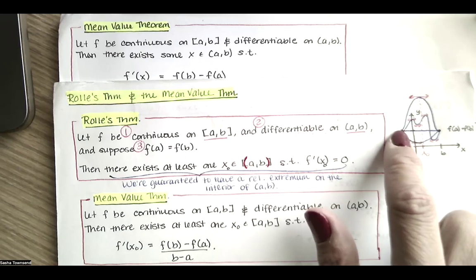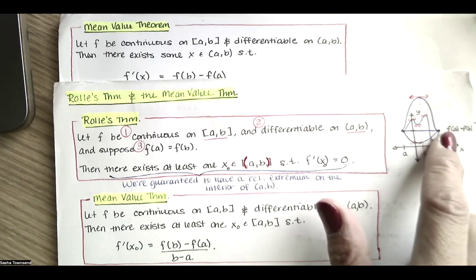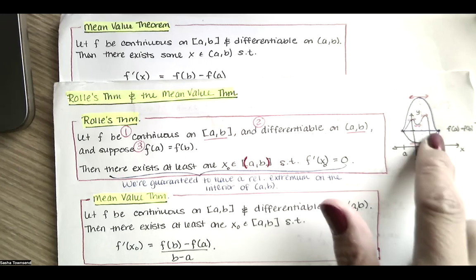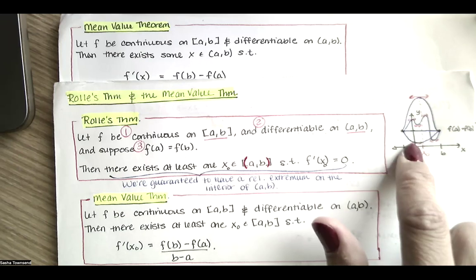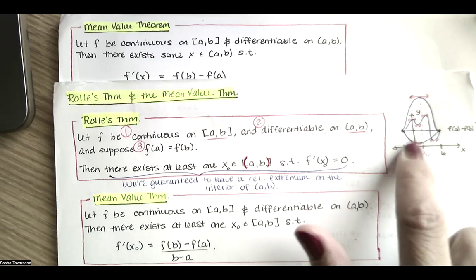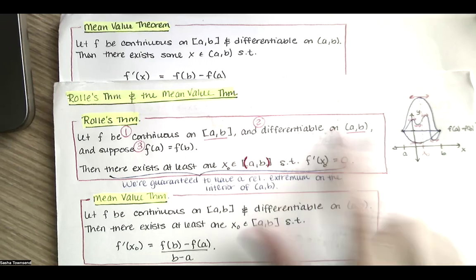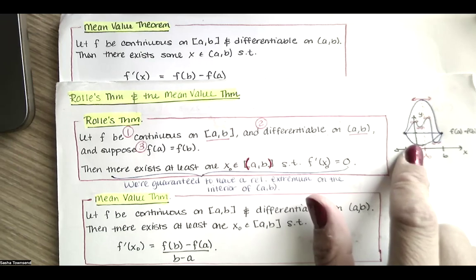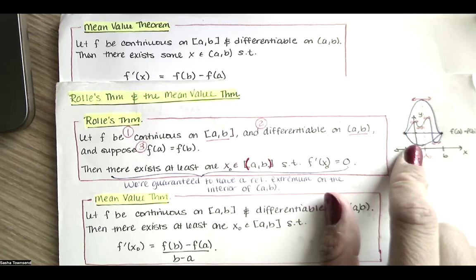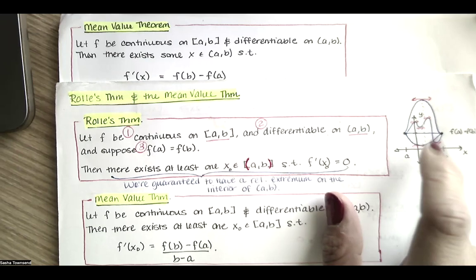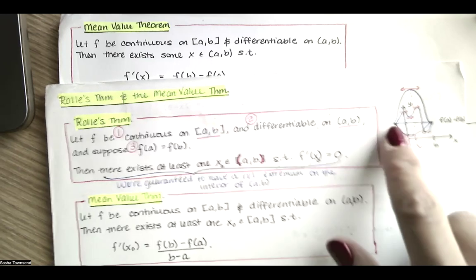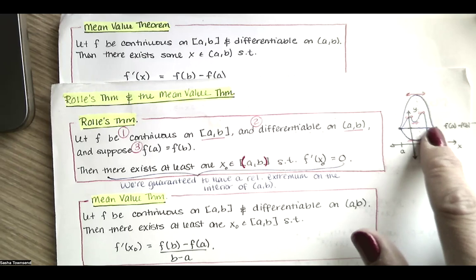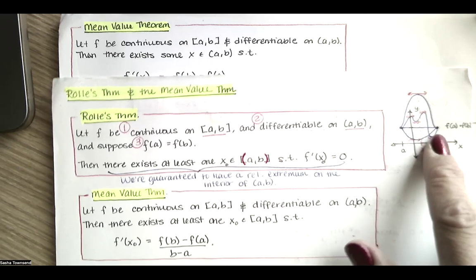So if we're starting at one y value here and then we're ending at the same y value, if we go up, then we have to come down. If we go down, then we have to come up. So we're guaranteed to have that point where the derivative is 0 because the function's differentiable. And that point where the derivative is 0 is guaranteed to be a relative min or a relative max, or we're guaranteed at least one of those, because if the function goes up, then it has to come down, or if it goes down, then it has to come up.